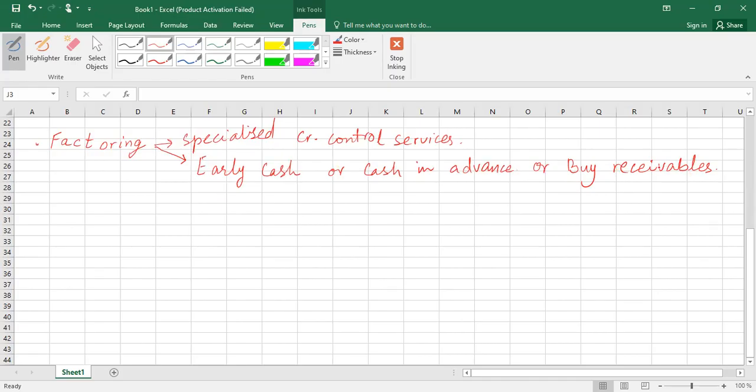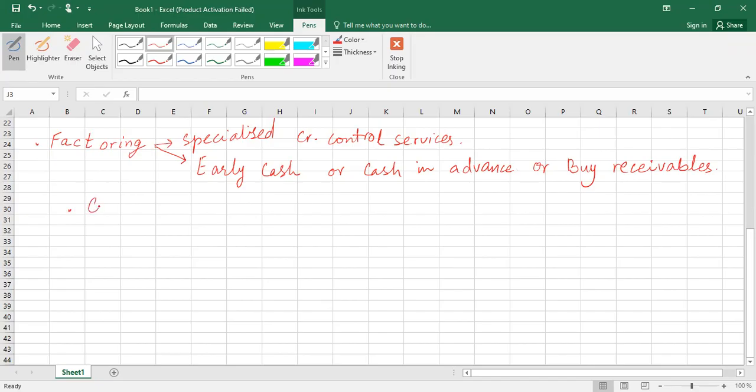Now factor company comes to you and says that if you are unable to reduce your receivables or you are unable to recover from your receivables on time, we have the capacity to recover from the receivables on time. How? Please do tell us what is the amount of current receivables and what are the days of current receivables.